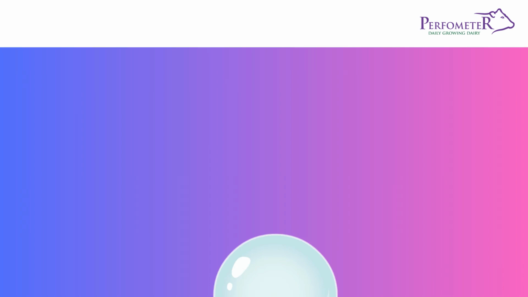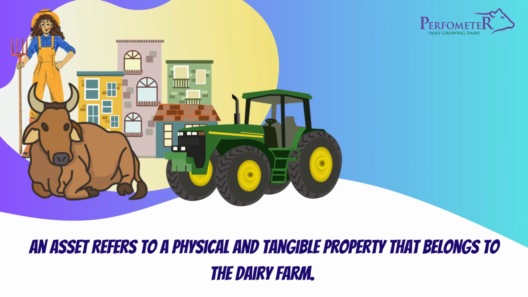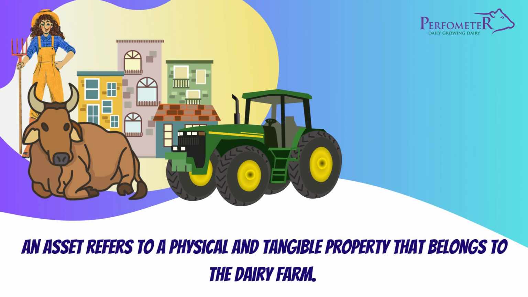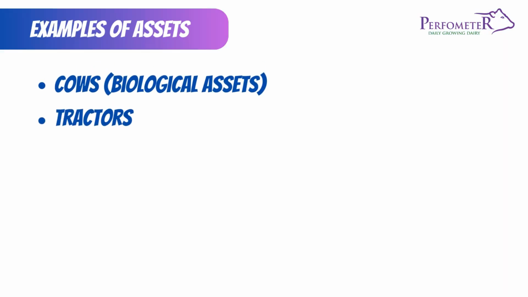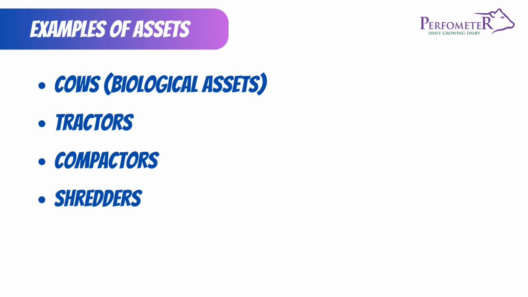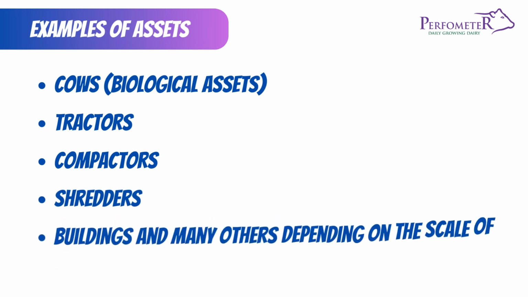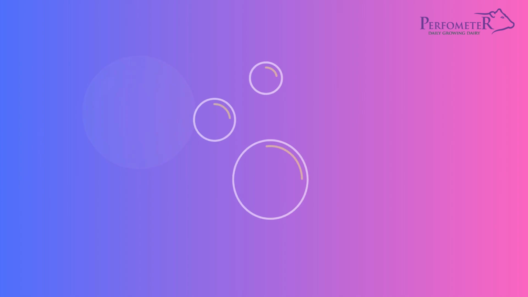Asset register. An asset refers to a physical and tangible property that belongs to the dairy farm. Examples of such assets are cows, tractors, compactors, shredders, buildings and many others depending on the scale of the farm.